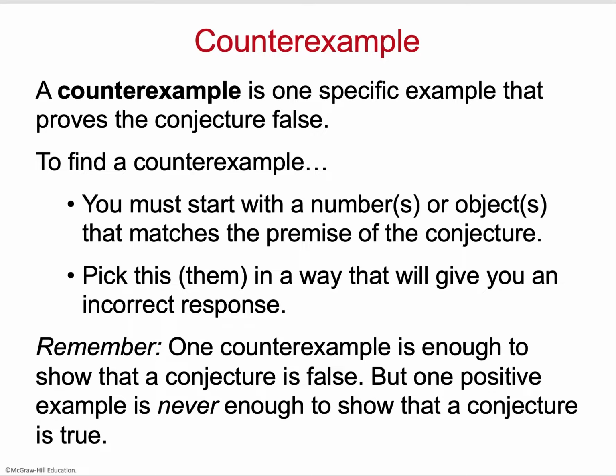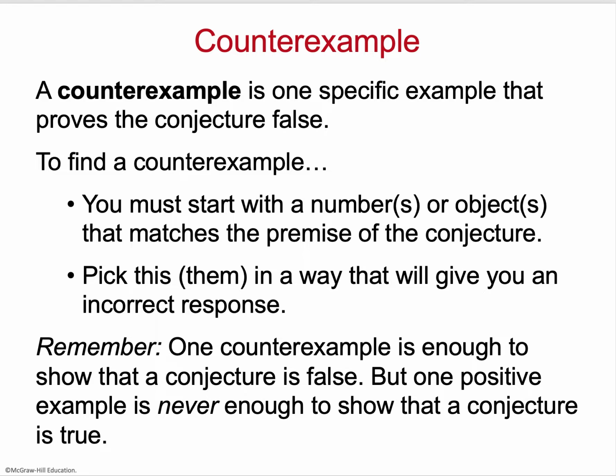It's one example that proves a conjecture false. So a lot of times, people need more evidence to say something is true, and you only need one example to prove something is false. So sometimes it's better to approach it from that perspective.